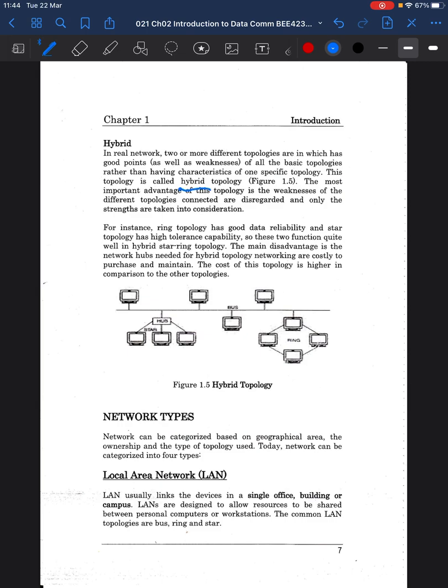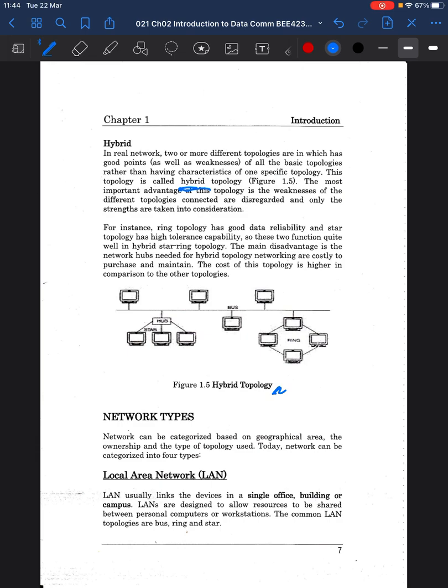So a mixture of many types of topology. You have bus, you have ring, you have mesh, and so on in one network. So this is called hybrid topology, as shown in figure 1.5, this one.